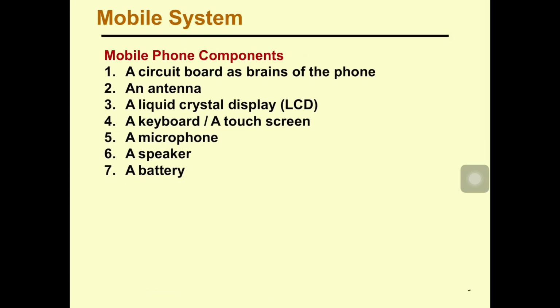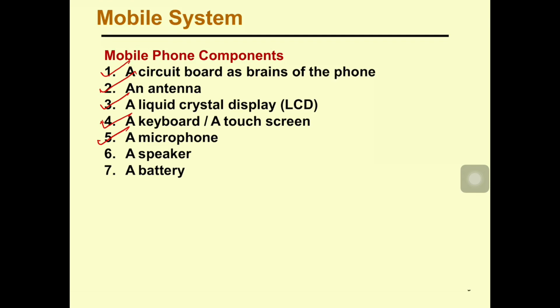now what are the components of a mobile phone? There are 7 common components of the mobile phone. First one is the circuit board, which acts as the brain of the phone. It contains the CPU or central processing unit of the phone. Next one is the antenna, which sends and receives the signals. Next is the screen, which may consist of an LCD. Next is the keyboard or touch screen for input by the user.